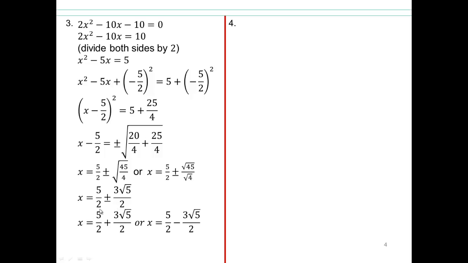So what are the solutions then? 5 plus 3 square root 5 over 2, or 5 minus 3 square root 5 over 2, or you can write that as 5 halves plus 3 halves square root 5, 5 halves minus 3 halves square root 5. Those are all your solutions.